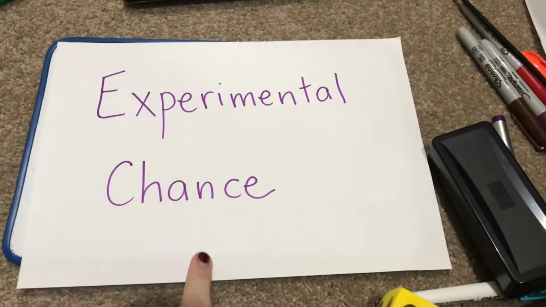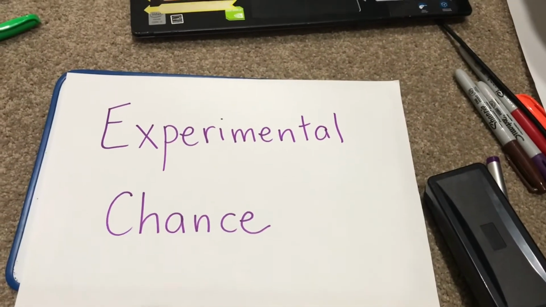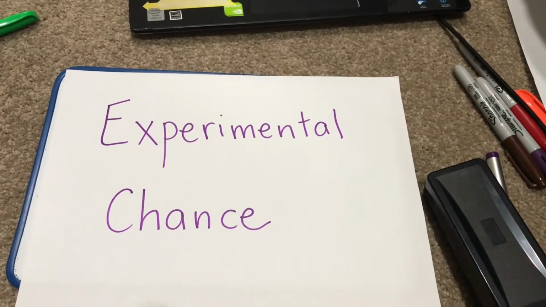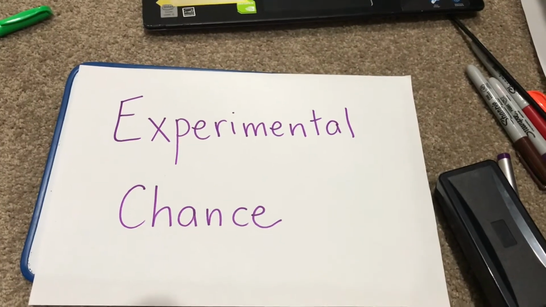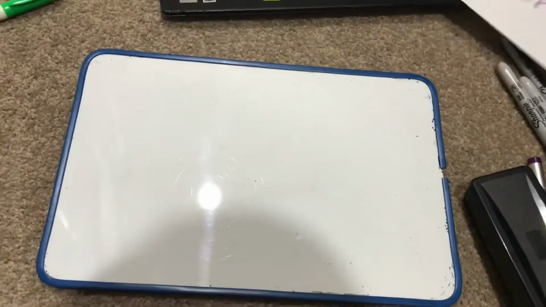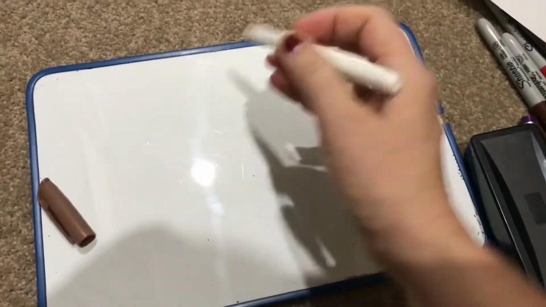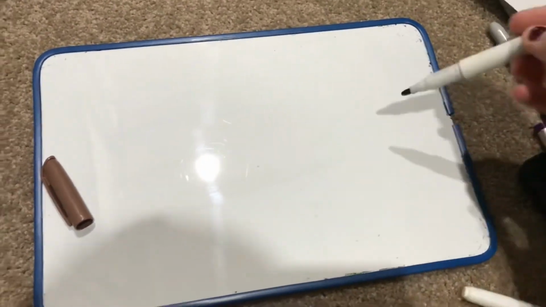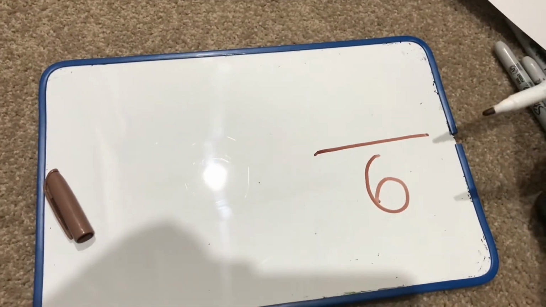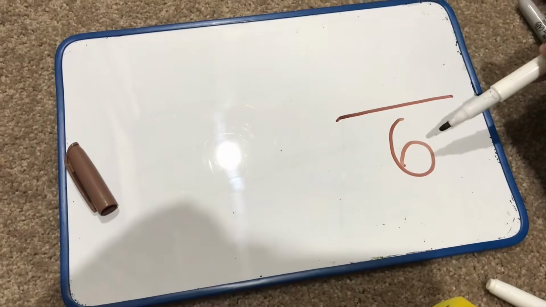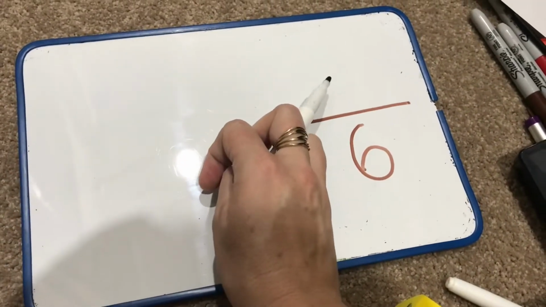Now we will discuss experimental chance. Experimental chance is determined by experimenting to find a solution. So I will roll the dice 6 times and record the experimental chance as a fraction. I am rolling the dice a total of 6 times. So my denominator is the total number of possible outcomes, which is 6. The numerator will be the total outcome.